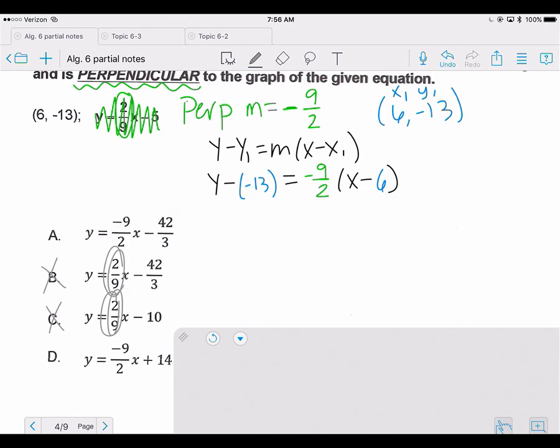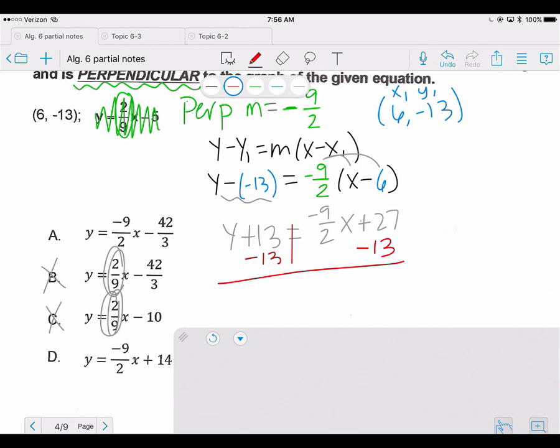So what I'm going to do from here is distribute -9/2 times x. -9/2 times -6 is a positive 27, and then minus minus is really plus. And then my last step is to subtract 13, just from the numbers, not from the x's. And 27 minus 13 is a positive 14, so D would be my correct answer.